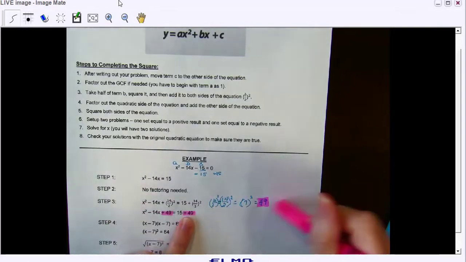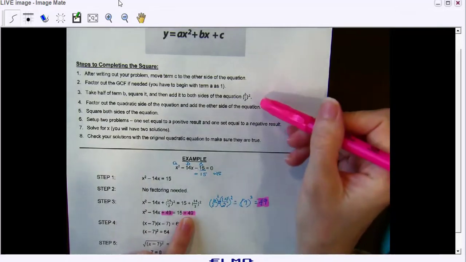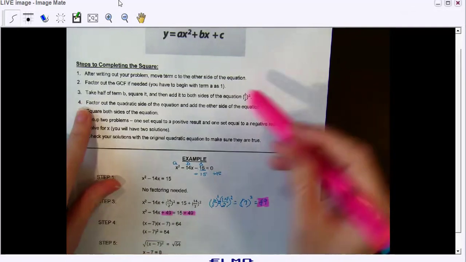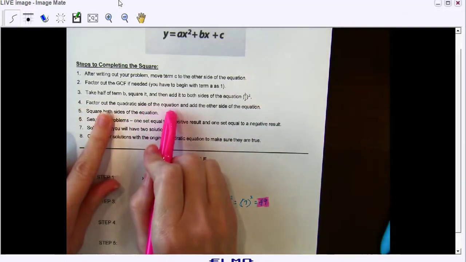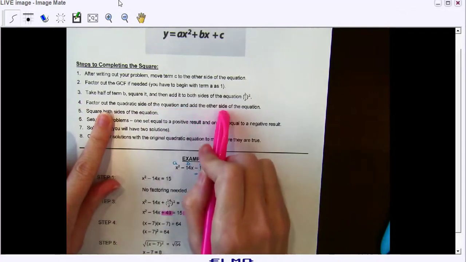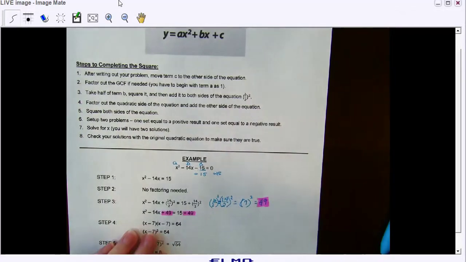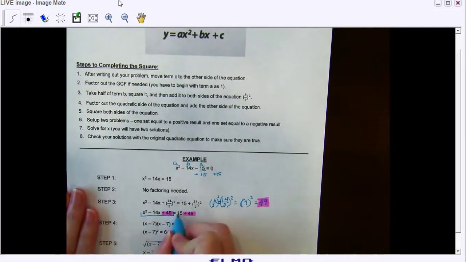Sometimes people think that's the most complicated step to remember. So let's go ahead and move to step 4. It says factor out the quadratic side of the equation and add the other side of the equation. Okay, so if you look here, we're going to factor this and we're going to add this.